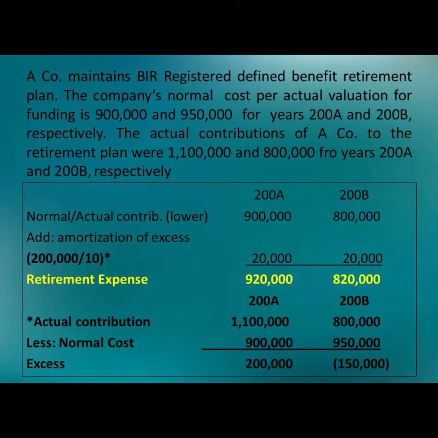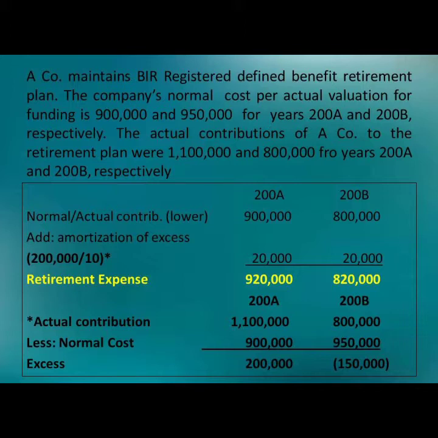To compute for the deductible retirement expense, in 2008 we have to get the lower between the normal or actuarial and the actual. In 2008, actual is 1,100,000 versus the normal cost, which is 900,000. So we have to pick the 900,000. In 2007, the actual contribution is 800,000, while the normal cost is 950,000. Therefore, the lower is 800,000, so we are picking 800,000 for 2007.